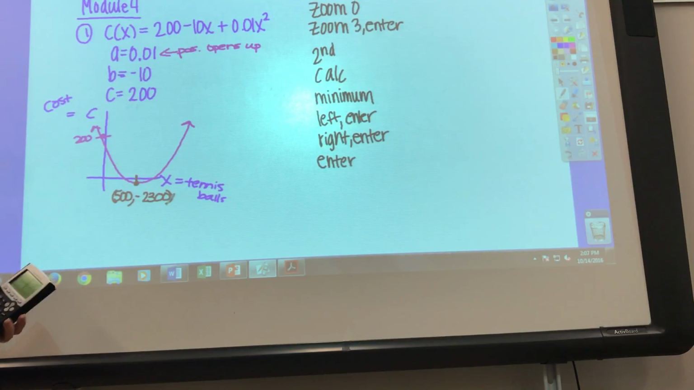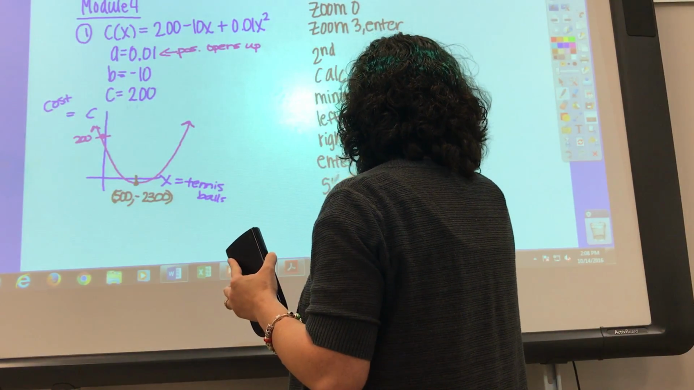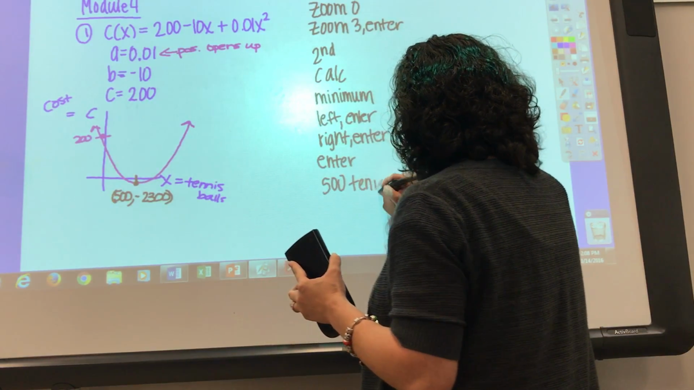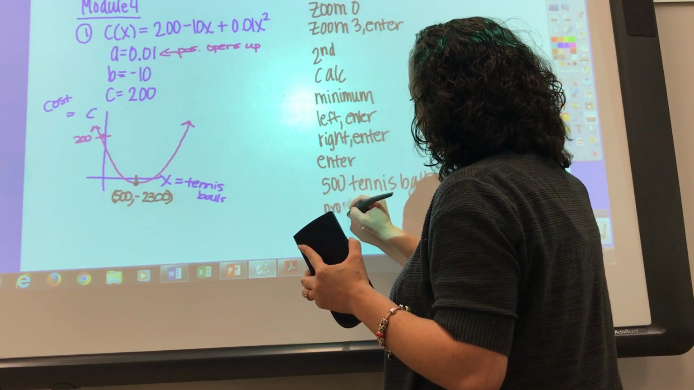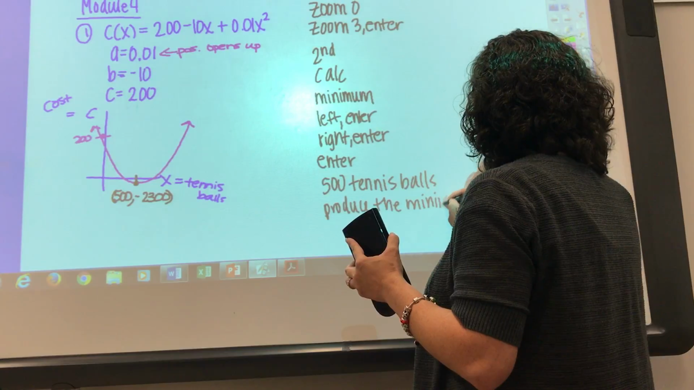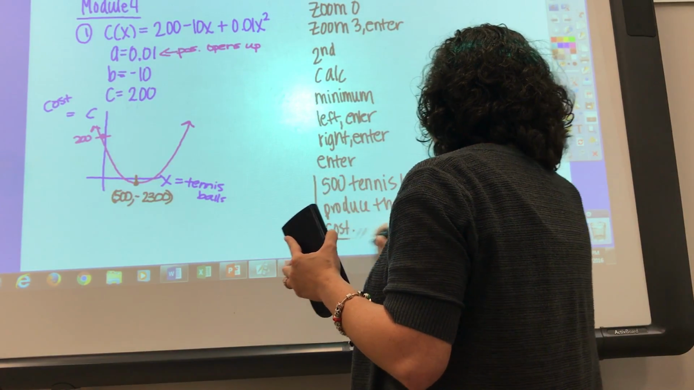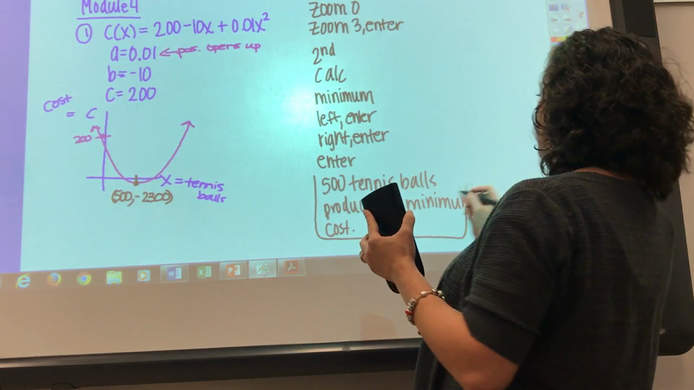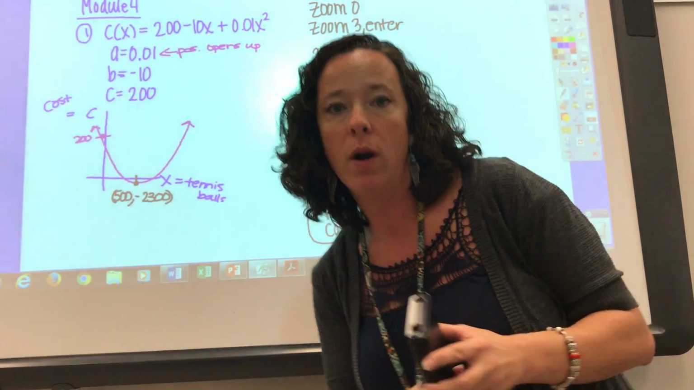Now, let's answer the question. The question said, how many tennis balls? So what's my answer? Is it 500 or is it negative 2300? 500 tennis balls. 500 tennis balls produce the minimum what? Yes, the minimum cost. Okay. That was fabulous. Okay, that was module 4, number 1.